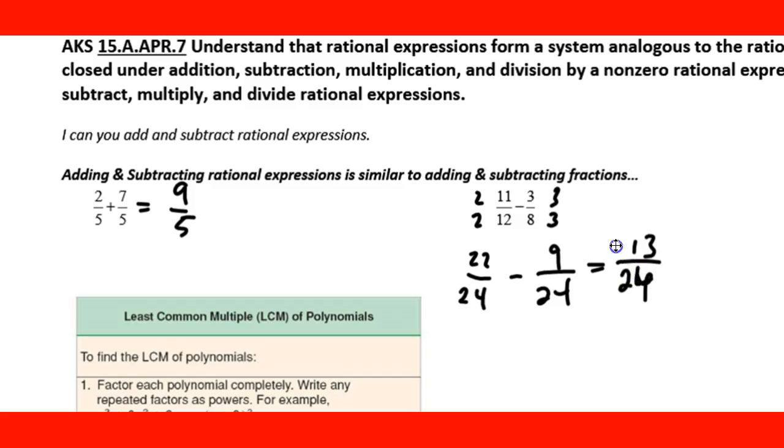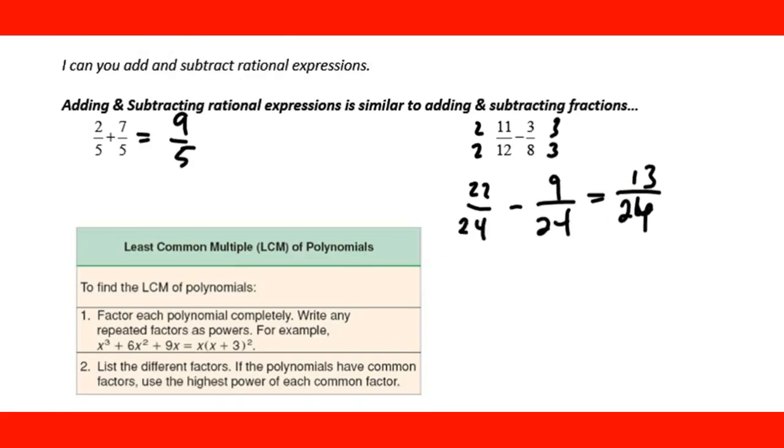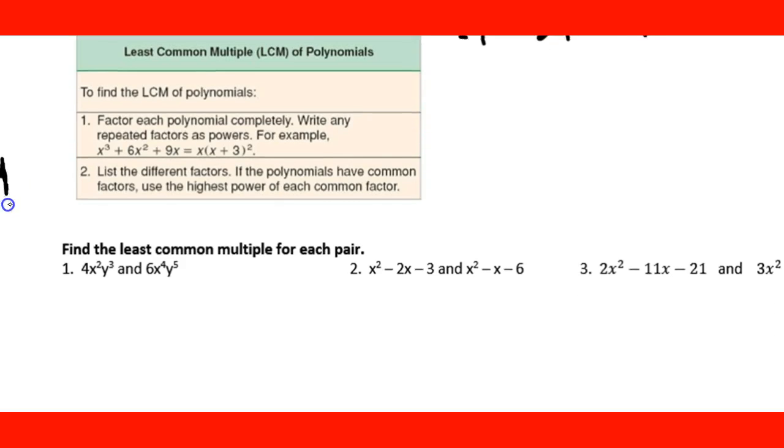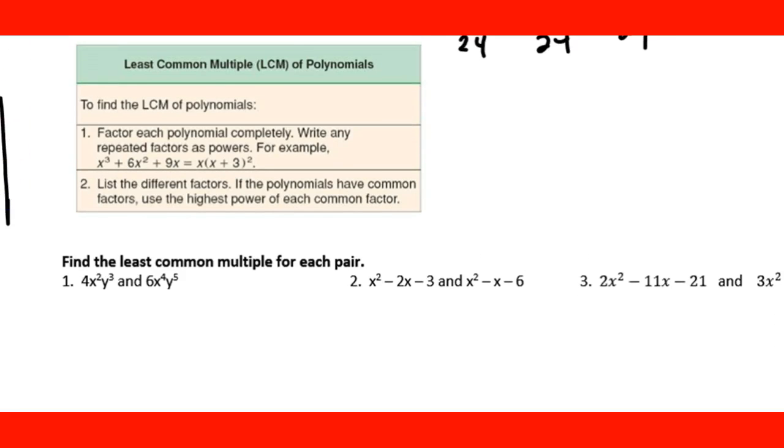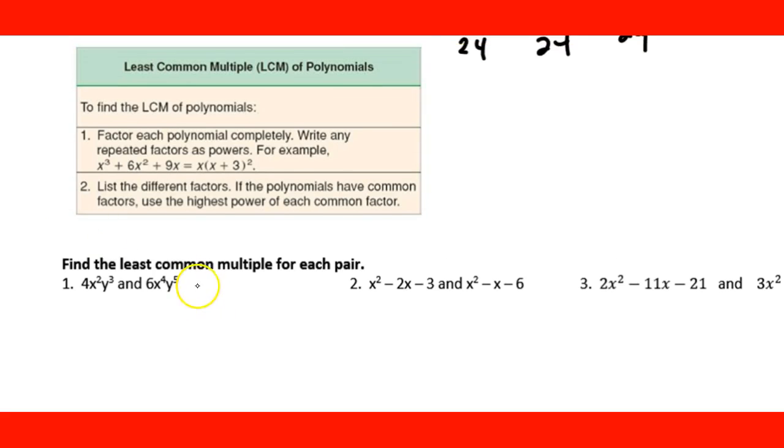So now, the least common multiple. Basically, guys, what you do is you find the things that they have in common. Let's look at the numbers first. You got 4. I'm going to factor 4. That's 2 times 2. You have 6. That's 2 times 3.